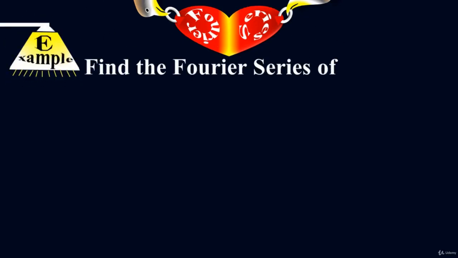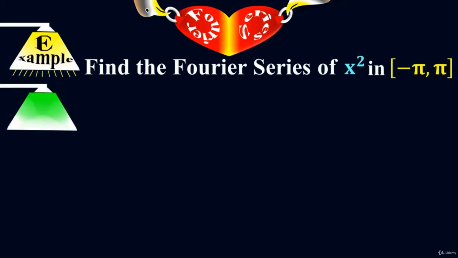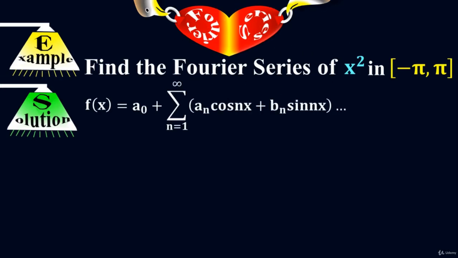Now let me solve one more problem to find the Fourier series for any one function. Example: find the Fourier series of x squared in the limits from minus pi to plus pi. Here the function f of x equals x squared. This is my formula for Fourier series.